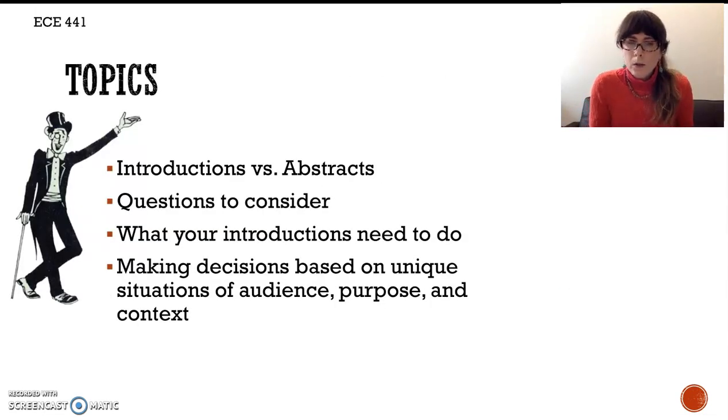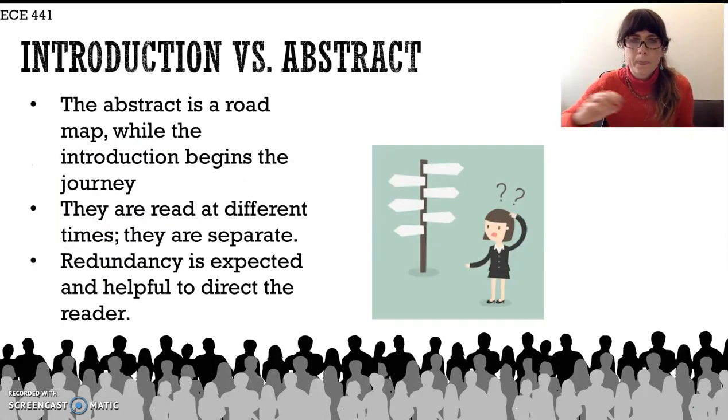So I want to talk a little bit about the differences between introductions and abstracts, because I've had some questions on that. I have some questions to consider in terms of what the reader's perspective is when they encounter a document. I have some instructions about what your introductions need to do, and then some advice on how to make decisions based on your unique writing situation.